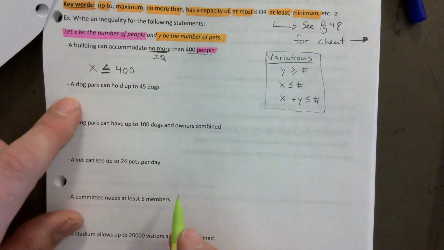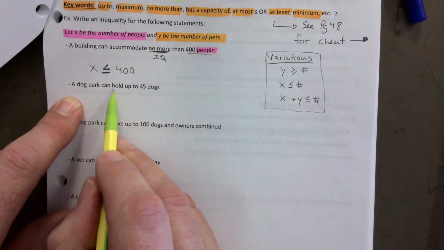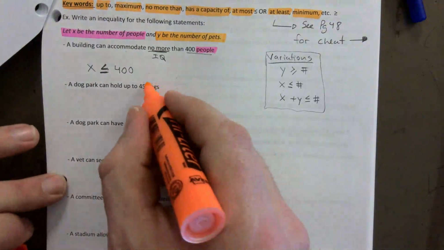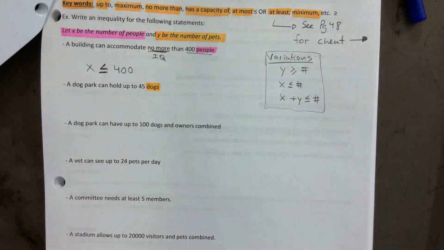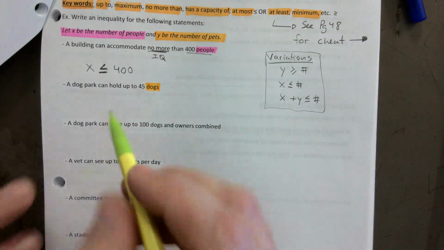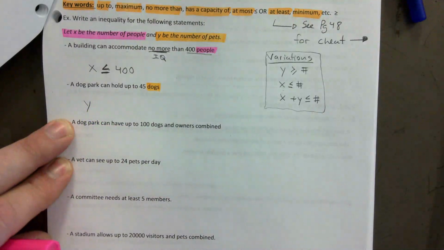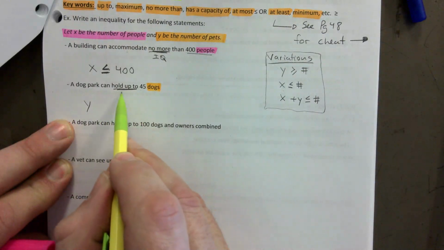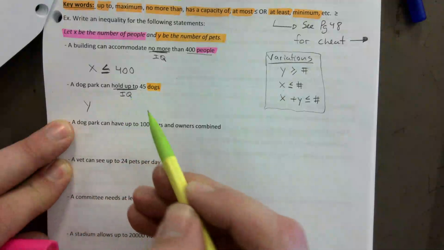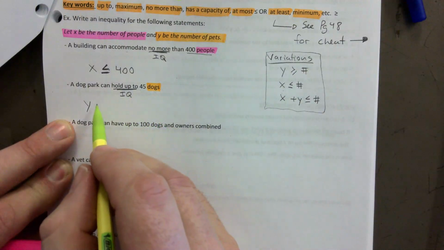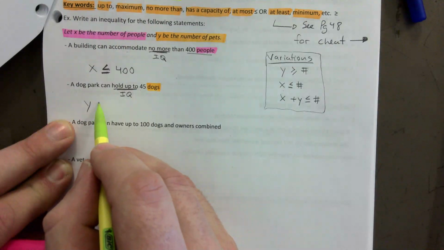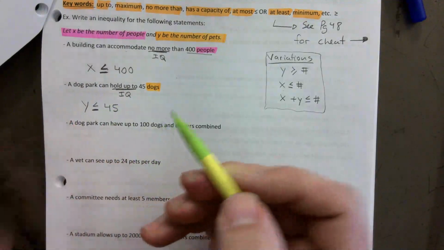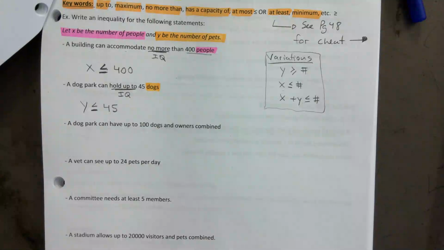Let's do another one. A dog park can hold up to 45 dogs. In this case, you're talking about just dogs. Those are pets, so we would use the variable Y to get us started. Can hold up to, that's my inequality right there. So you have to maybe go to your cheat. And so what would you say? Y is less than or equal to 45. That's your inequality there.